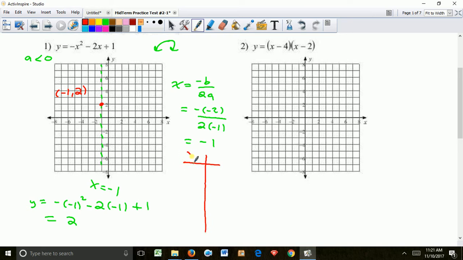You can construct an xy table for this. There's negative 1, there's 2. That's your vertex. 0 is very nice to work with in this problem. You can easily get the y-intercept. If you set x equal to 0, it's going to be the constant right there, which is 1. So you know that 0, 1 is going to be a point lying on the parabola as well. And then all you got to do now is reflect the point 0, 1 across the axis of symmetry, in which case you land at the point negative 2, 1.